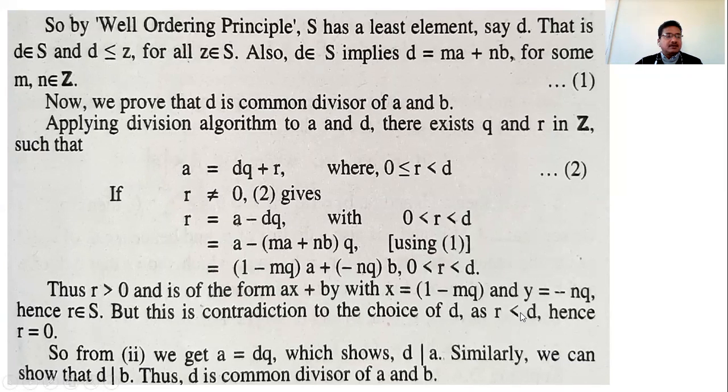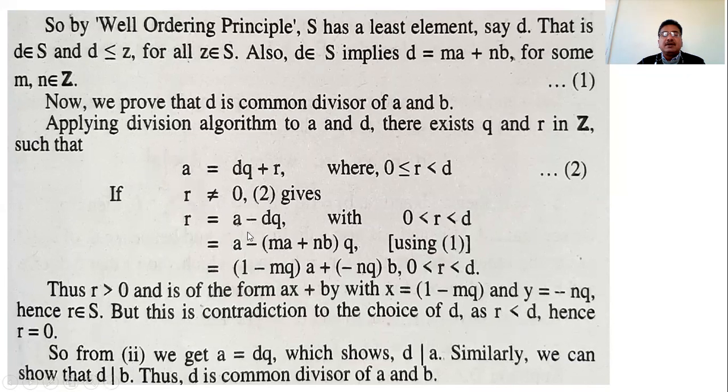This is wrong, because R is the least element, and it is not true that there exists an element in S which is strictly less than D, and hence R is equal to 0. This is wrong, means what is correct?